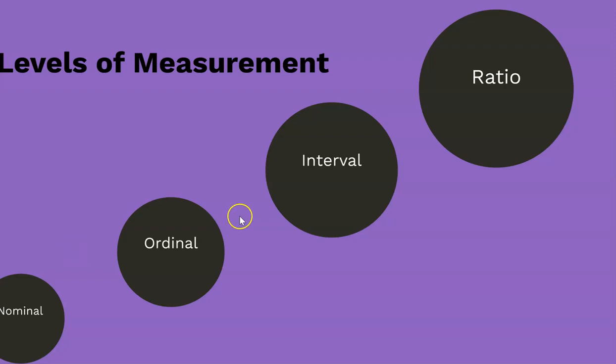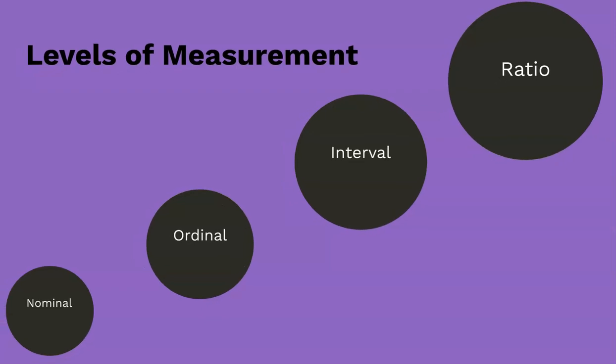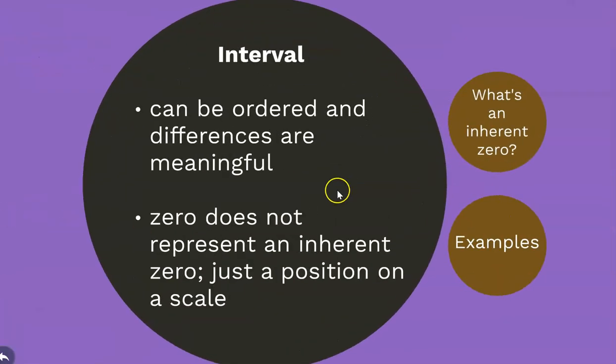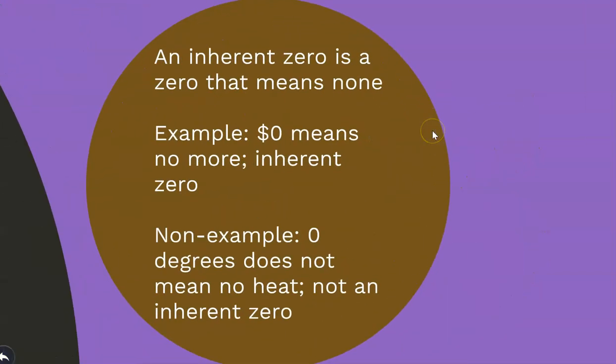The third level of measurement is the interval level of measurement. Data at the interval level can be ordered, and here differences are meaningful. However, 0 does not represent an inherent 0. It simply represents a position on a scale. So if 0 does not represent an inherent 0, let's see what that means. An inherent 0 is a 0 that means none.